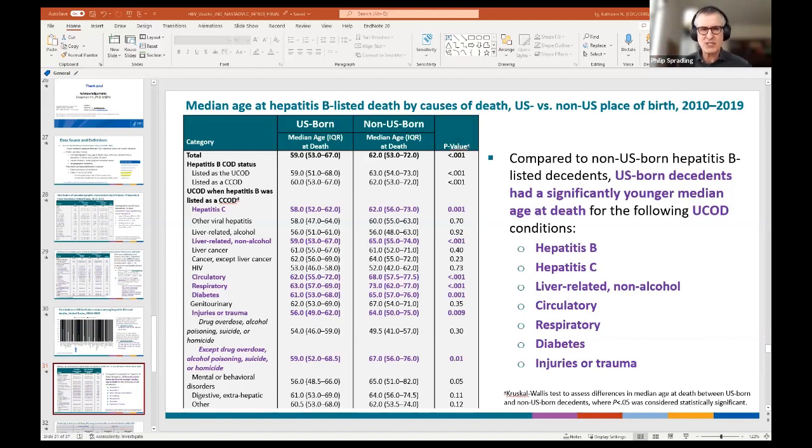The trick with this is, when you go to the MCOD data and look at hepatitis B deaths, about 85% of them are classified as acute hepatitis B deaths. And we know that's not the case because a lot of those also have HCC listed as a cause of death, so it's probably not acute.